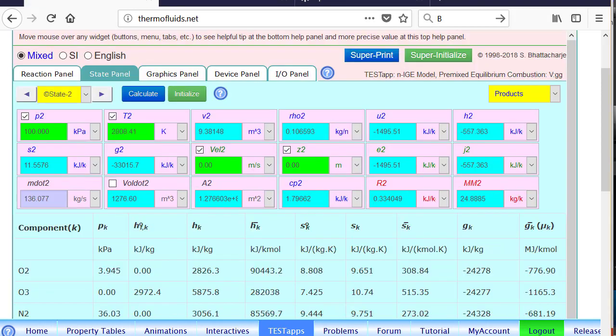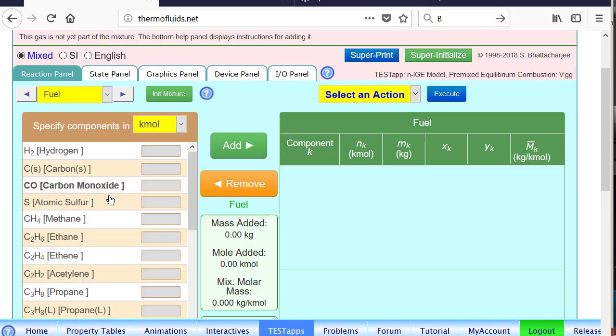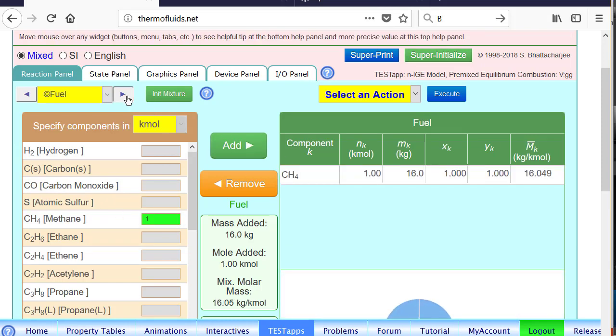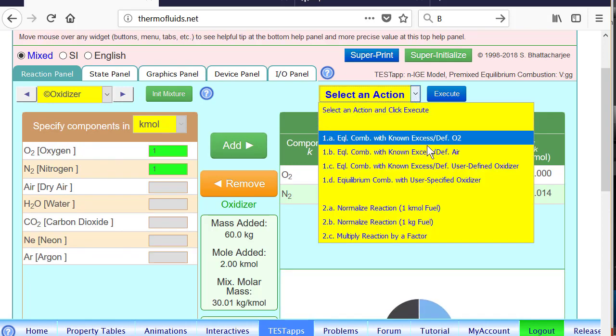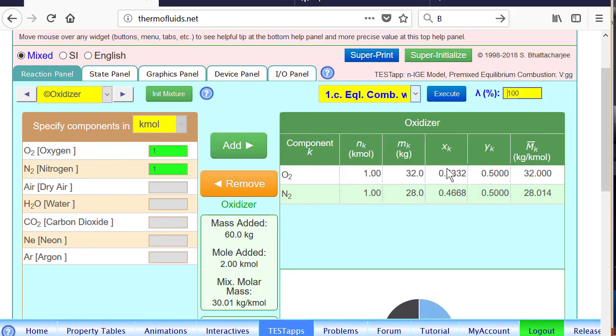How do we solve that problem using the equilibrium model? Well, I'd say this is a complicated problem. We start from scratch again, super initialize, methane is added, and then we compose the oxidizer, compose the reactants by using lambda of 1.1 or 110%.